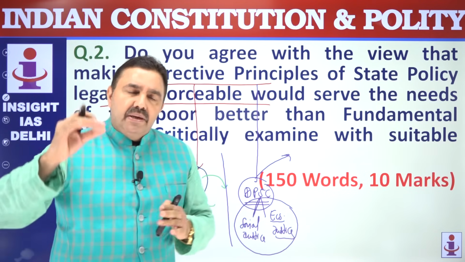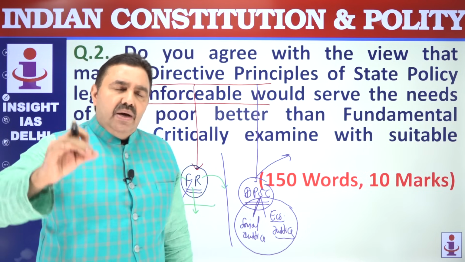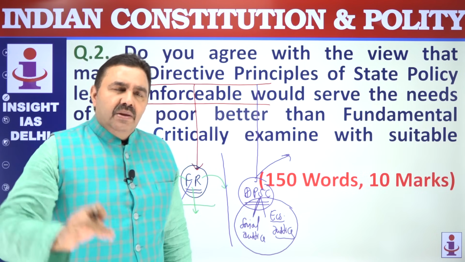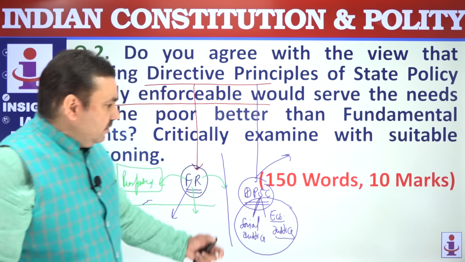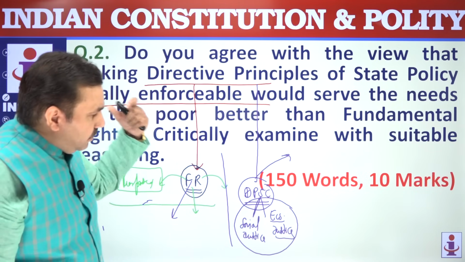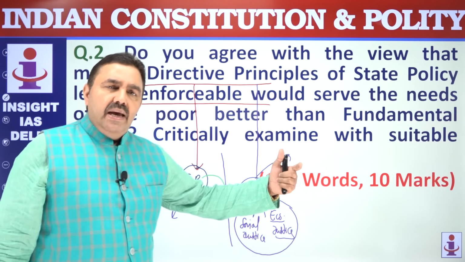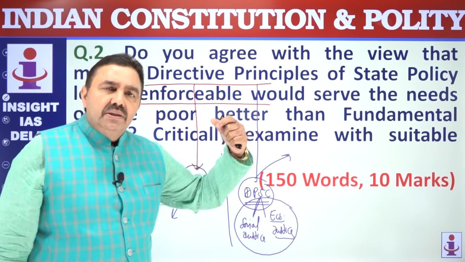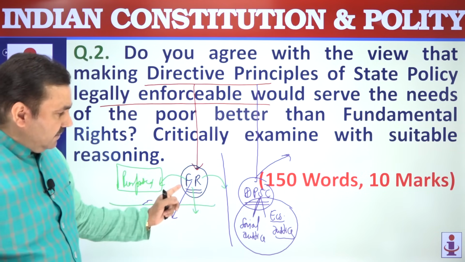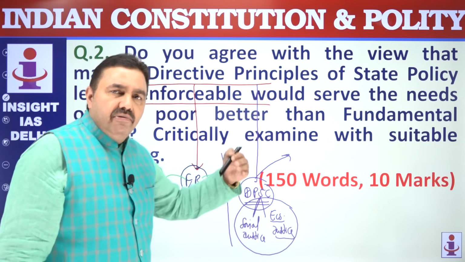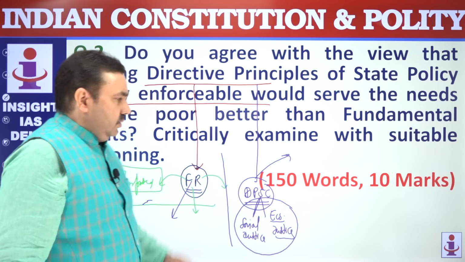Social and economic empowerment becomes meaningful only when individuals or citizens have access to, have a guarantee of, a dignified life. Without a dignified life, advancement is impossible or becomes meaningless. So you have to analyze the provisions of both, the importance of both, the problems in making DPSP justiciable, and why fundamental rights have to be protected, have to be given equal pedestal, have to be given equal importance. You cannot say, okay, let's make DPSPs justiciable, let us leave fundamental rights out. That will defeat the very purpose of social and economic justice. So, write accordingly.